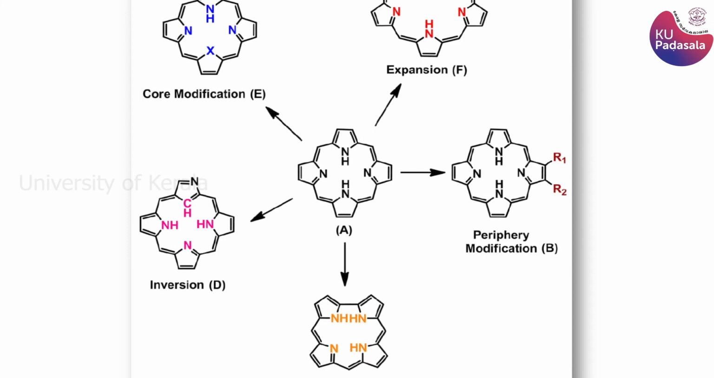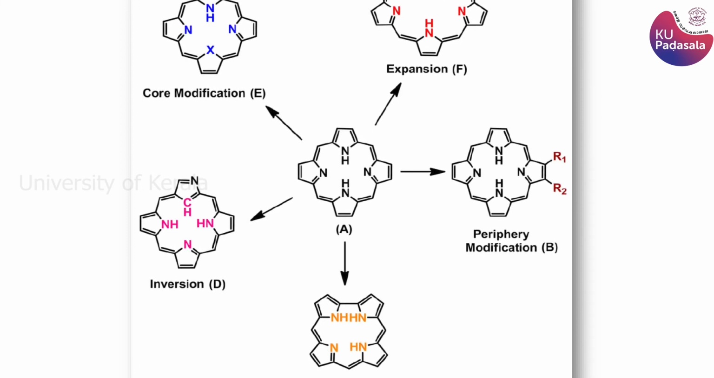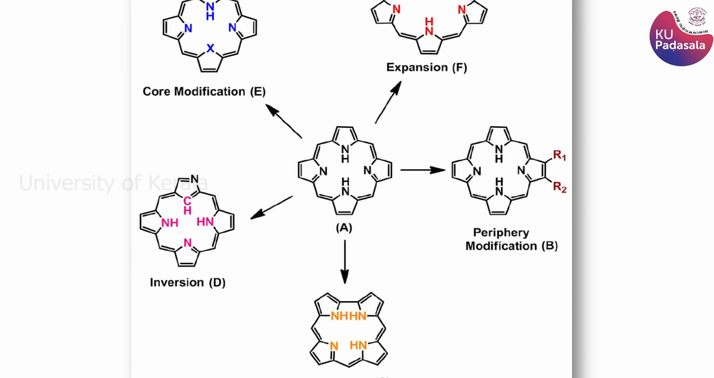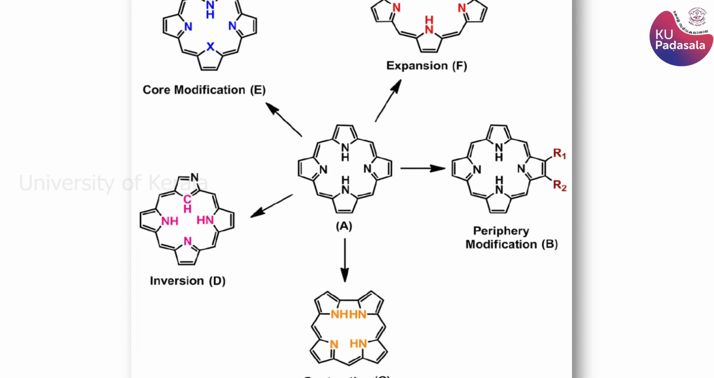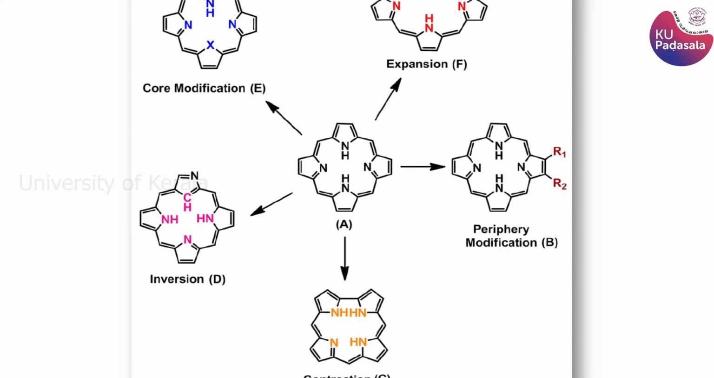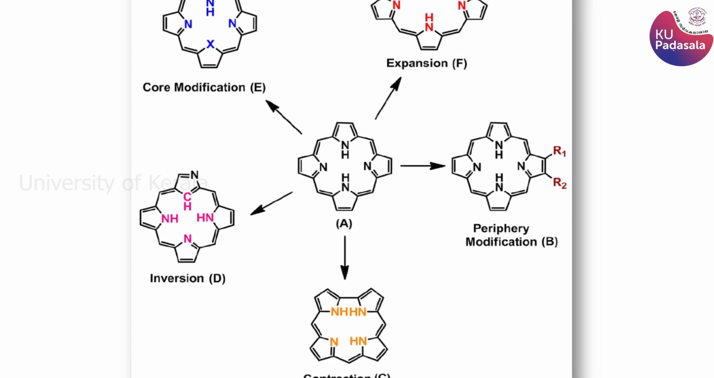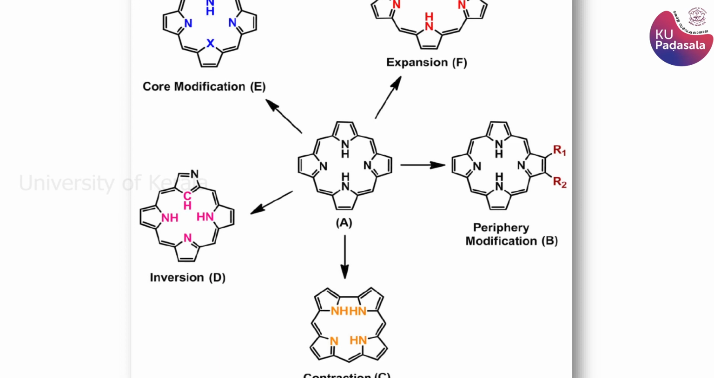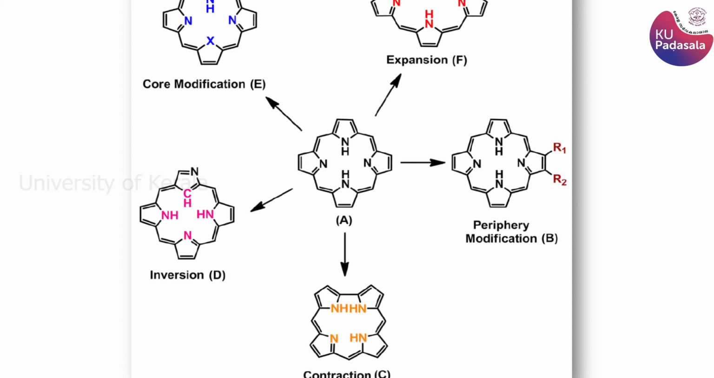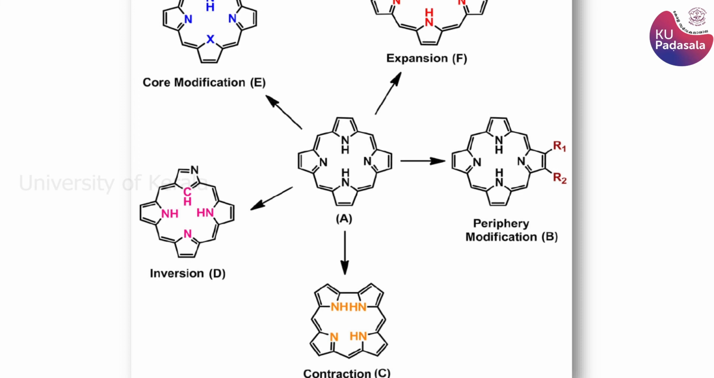Of course, as I mentioned, the beta position can also be modified to make peripherally modified porphyrin structures. So the point is that a lot of things can be done in the case of porphyrin structures. We can do different modifications, and the most important part is that all these modifications give different properties that can be used for different applications. Another important thing is that it is easy to modify.